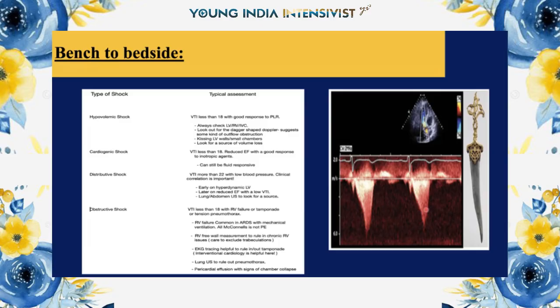This is the equivalent of kissing left ventricle or kissing papillary muscles, small chambers or hypovolemic chambers suggestive of severe volume contraction. In cardiogenic shock, if VTI is less than 18, then you may have to use some inotropic agents. Very rarely, it may be because of overt diuresis and the patient can still be fluid responsive as well. In distributive shock, usually VTI is more than 22. Very rarely, in the early phase of septic shock, the patient can still be hypovolemic. In obstructive shock, VTI is less than 18 with RV failure or tamponade or tension pneumothorax.